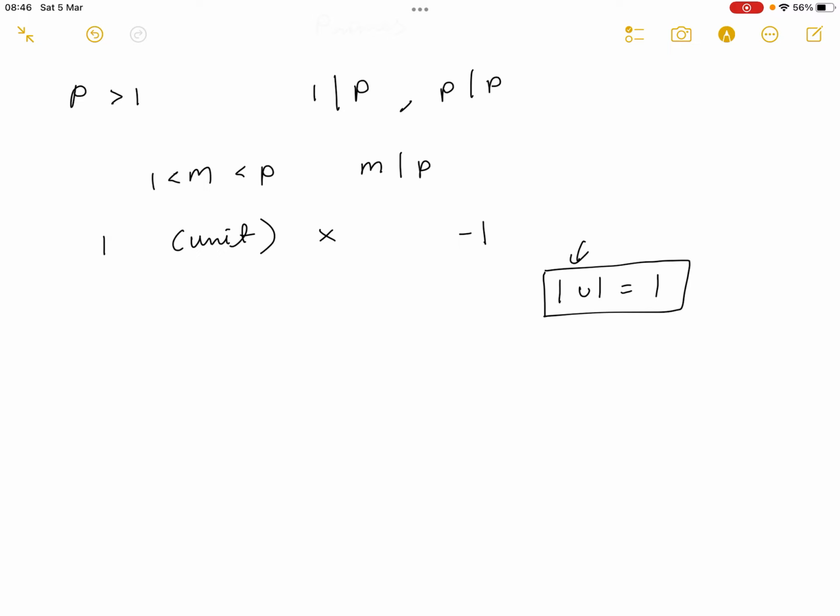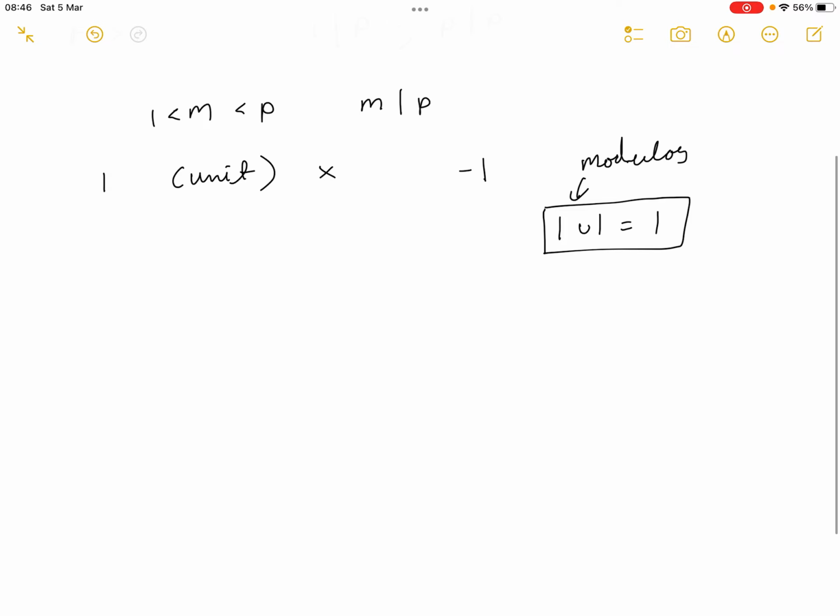This is the modulus function. You might not have covered it yet, but for what you need to know for A-level maths, the modulus just makes a negative number positive and keeps a positive number as it is. So 1 is not prime.